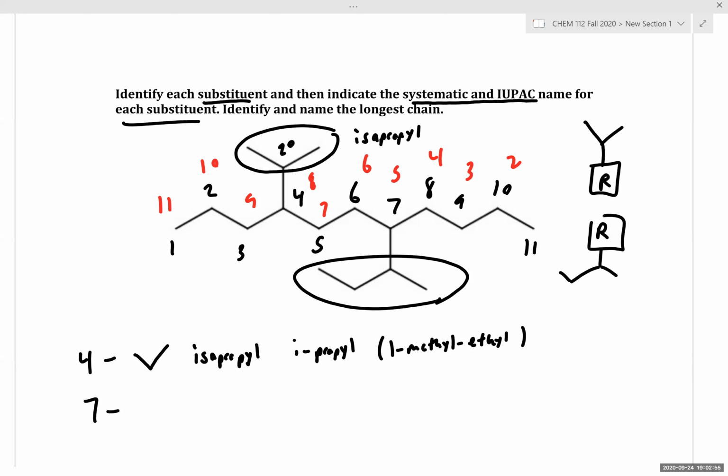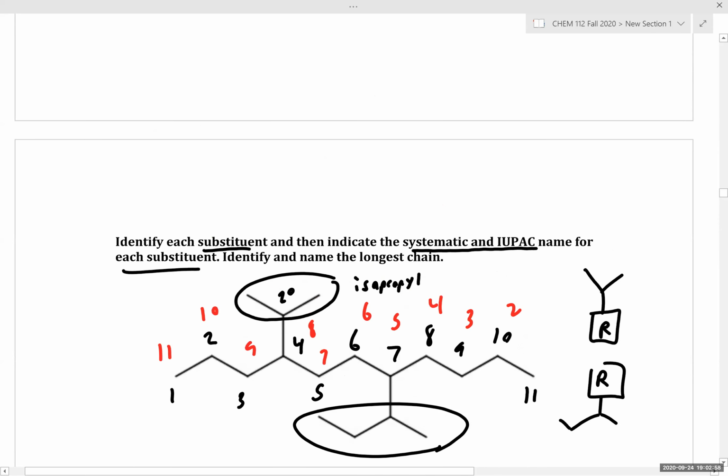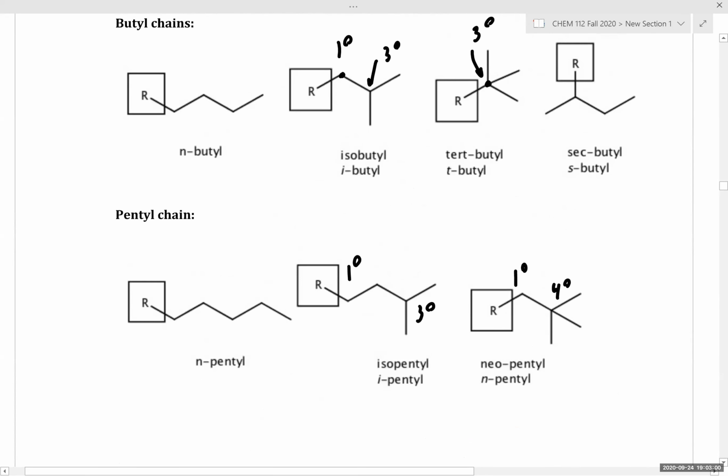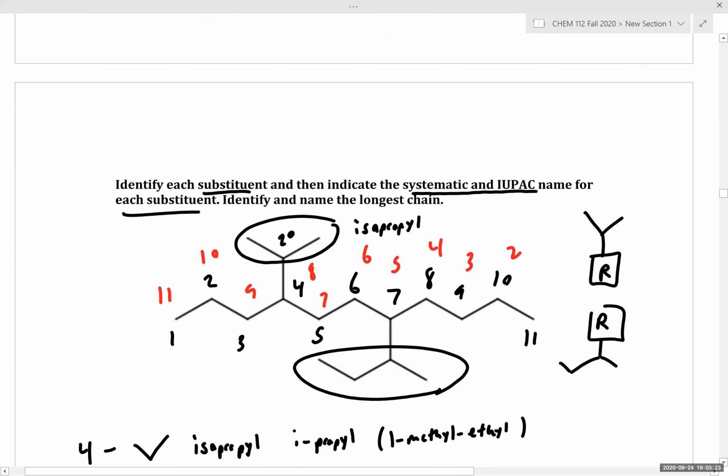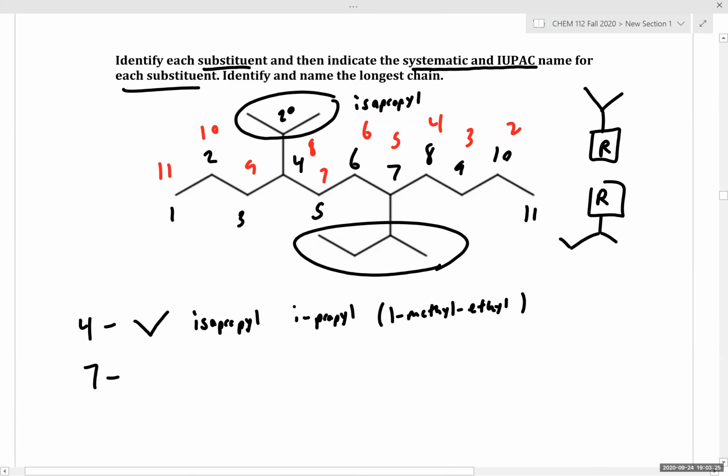Is it isobutyl? Let's take a look. Is it sec-butyl? Exactly right, it's sec-butyl. So in sec-butyl, the main chain is attached at the secondary carbon. In isobutyl, it's attached at a primary carbon, and the butyl chain also has a tertiary carbon. Does that make sense? Yeah. Perfect, perfect. They're very close, so we call this sec-butyl or s-butyl.